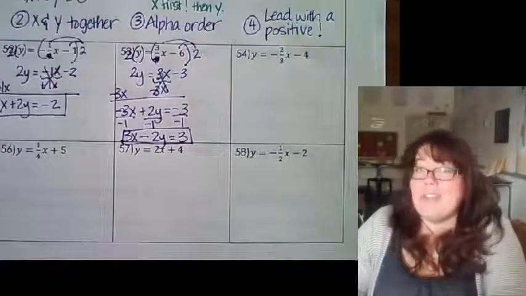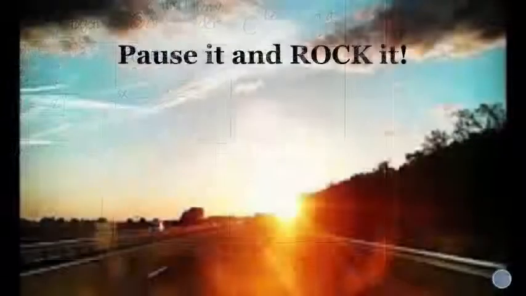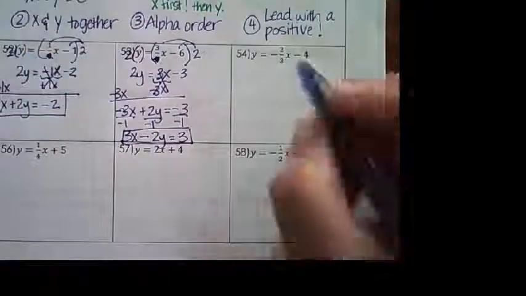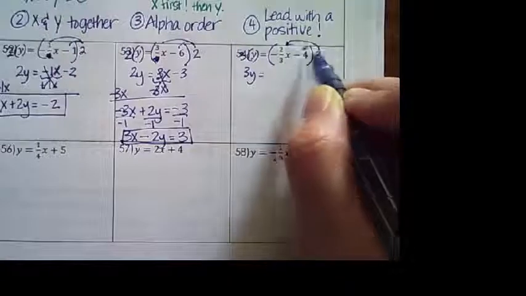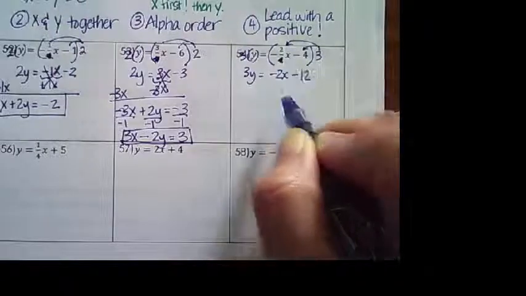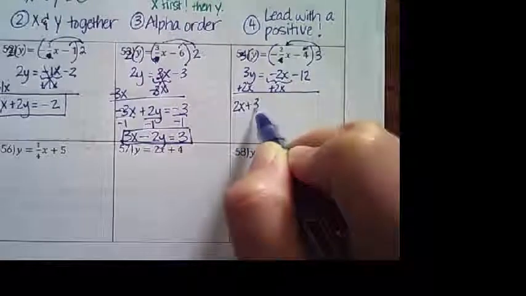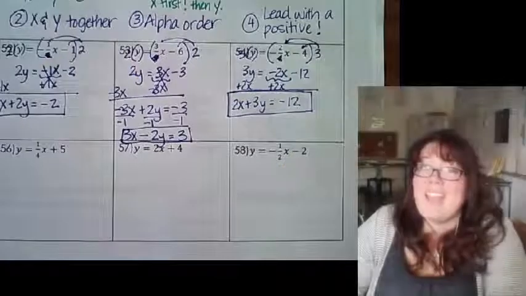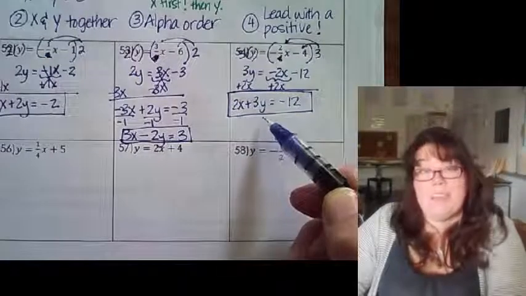Why don't you try the next one on your own? Come back when you think you've got it to check your answer. How'd you do? Did you wind up with 2x plus 3y equals -12?